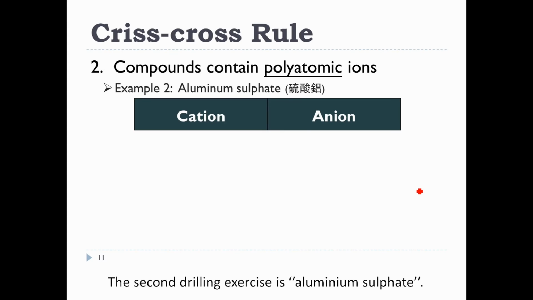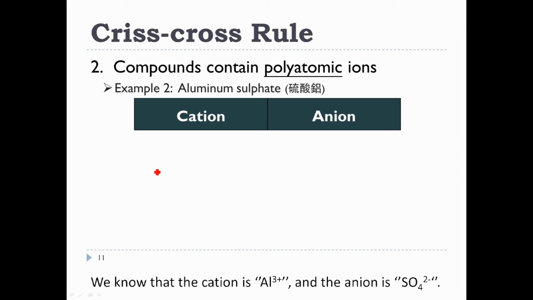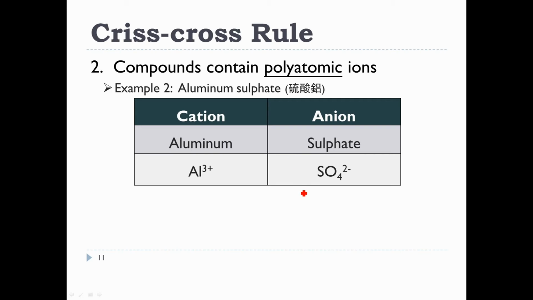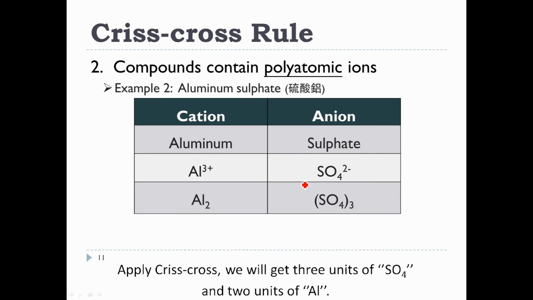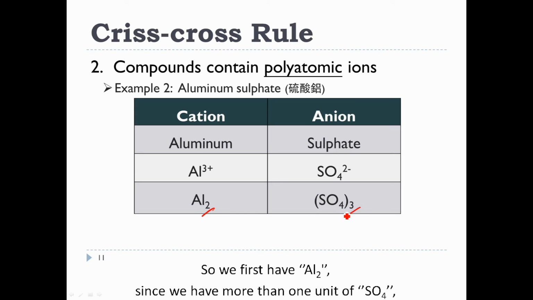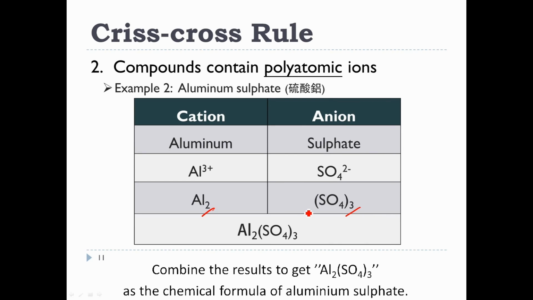The second drilling exercise is aluminium sulfate. We know that the cation is Al3+, and the anion is SO42-. Apply criss-cross. We will get 3 units of SO4 and 2 units of Al. So we first have Al2. Since we have more than 1 unit of SO4, we add parentheses before writing the subscript 3. Combine the results to get Al2(SO4)3 as the chemical formula of aluminium sulfate.